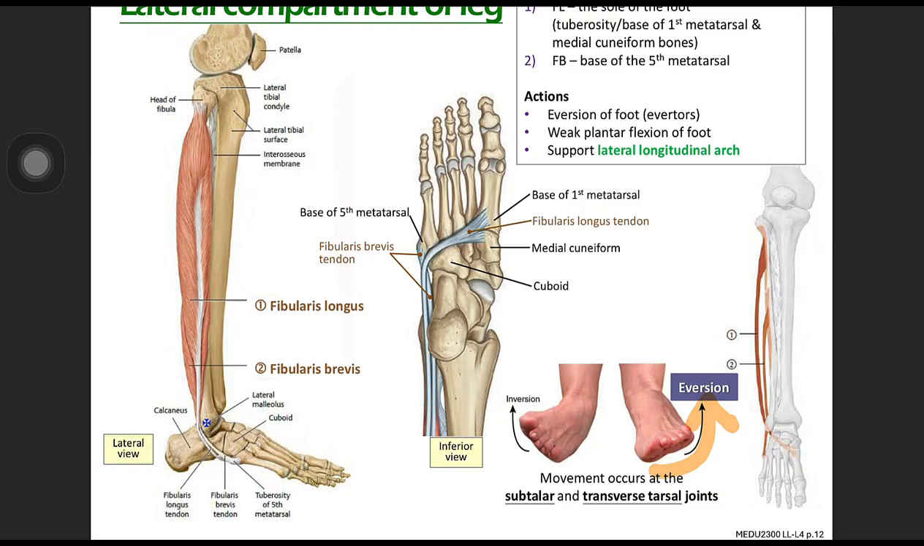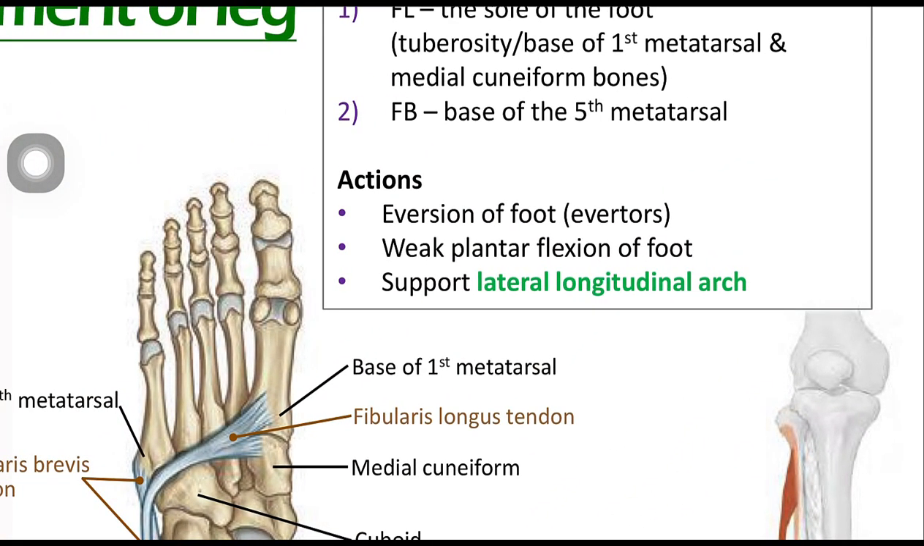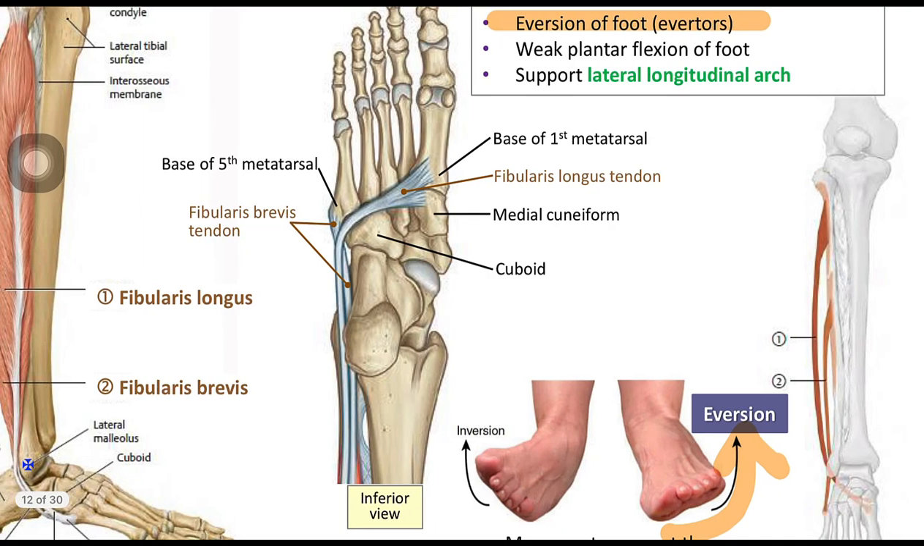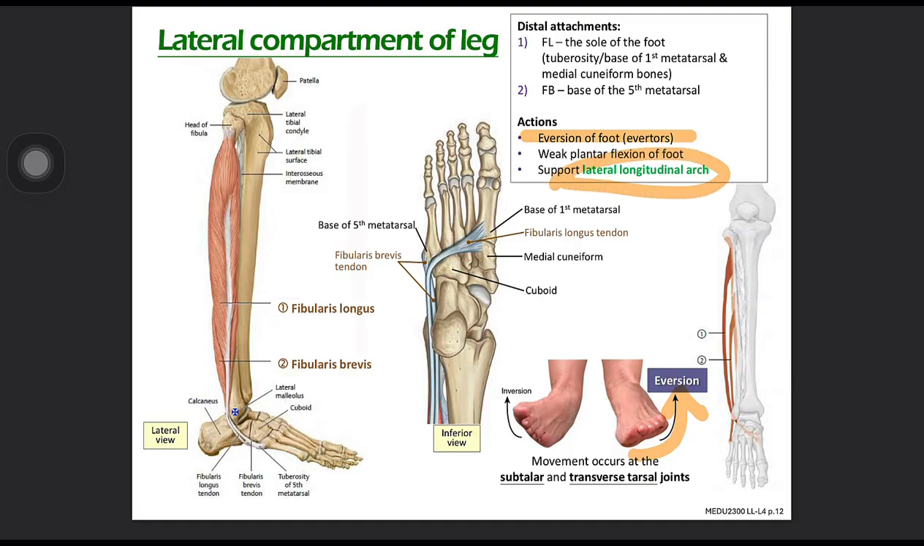Okay, now the major actions, I try to put them in terms of the importance. So this is the everter, so eversion. They can also help to have a weak plantar flexion. What is plantar flexion? Plantar flexion, you will try to like this, right? Plantar flexion, tiptoeing. Okay, so these FL and also the FB can also assist in doing this. Okay, and also support the lateral longitudinal arch.